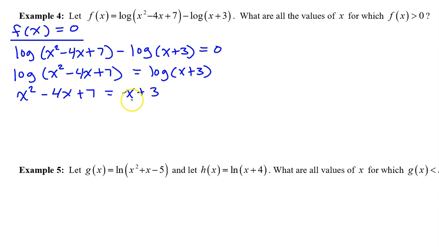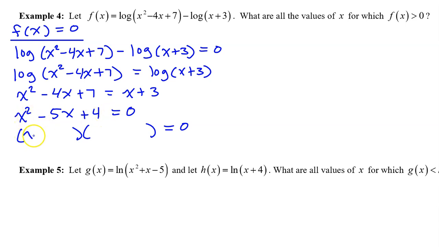Let's get 0 on one side by subtracting x from both sides, which will leave x squared minus 5x, and subtracting 3 from both sides, which will create plus 4, is equal to 0. This one is going to be factorable. Sometimes we have to use the quadratic formula or the graphing calculator, but not yet.